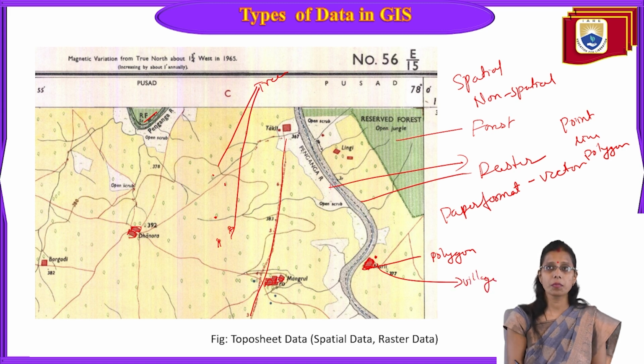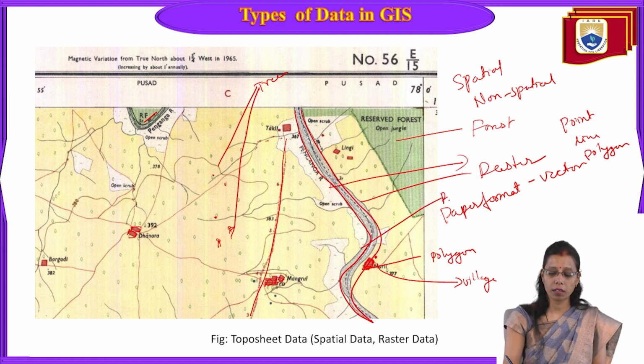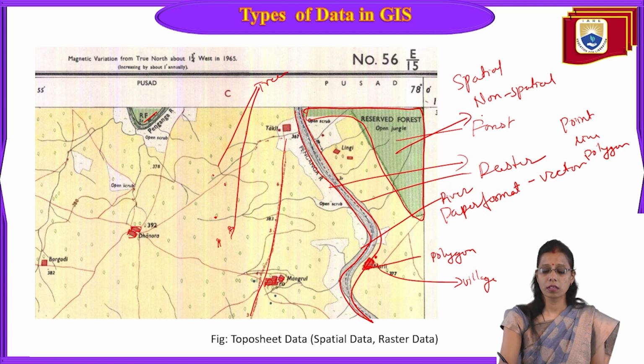Okay. Same thing, if you want to show this river, you can just take a line and draw it over the raster like this, and you can mention it as river. Forest boundary, if you have, just draw it like this, and you have to mention it as forest. So like this. This data is raster data, as well as spatial and non-spatial data also.